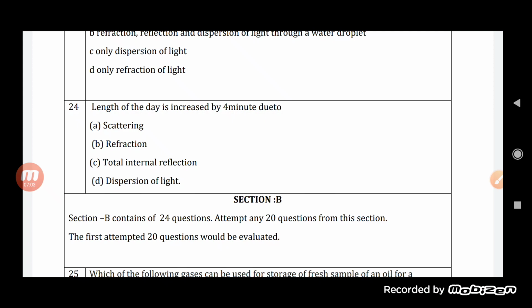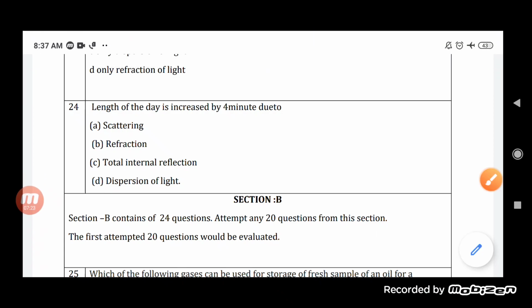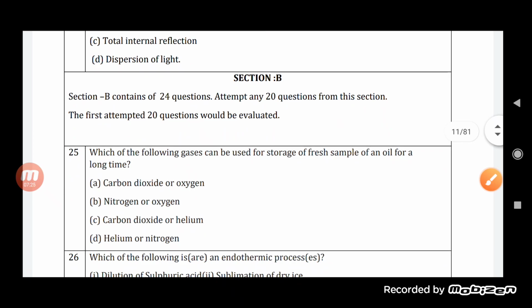Basically this process occurs due to atmospheric refraction. Okay, so we can say that atmospheric refraction, or refraction, is the cause of the length of the day increasing by 4 minutes. Okay, so the option will be refraction. Refraction will be the answer.